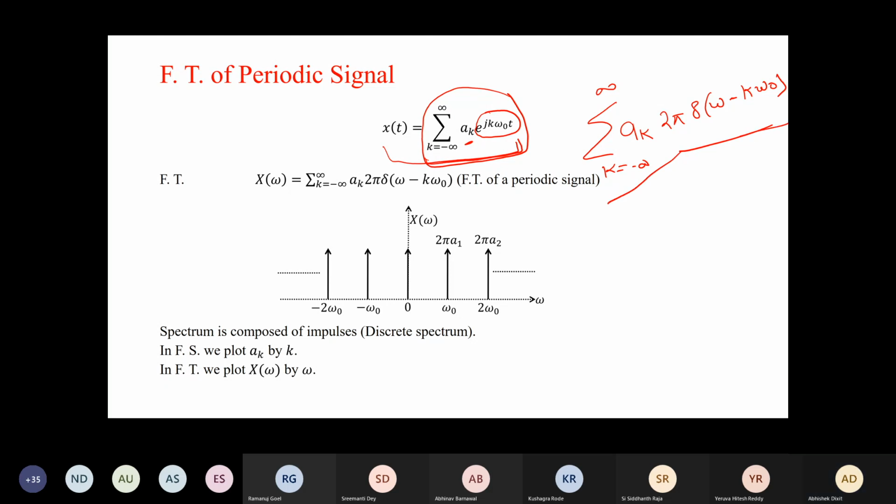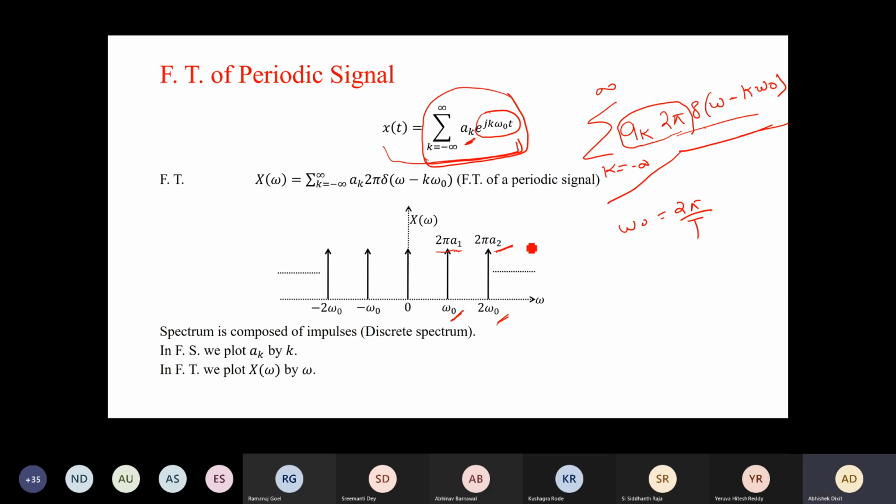Let me draw this. The meaning of this is that now I have impulses. Where are these impulses present? These impulses are present at omega naught, 2 omega naught, 3 omega naught, and so on and so forth, because it's a periodic signal with a certain period, right? So omega naught is 2 pi by T. Now I have impulses present at these discrete frequencies. And what is the area of these impulses? The area of these impulses is given by 2 pi a_k. So the area of these impulses would be given by 2 pi a_1, 2 pi a_2, and so on and so forth.